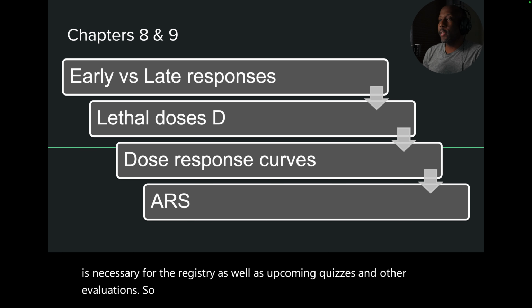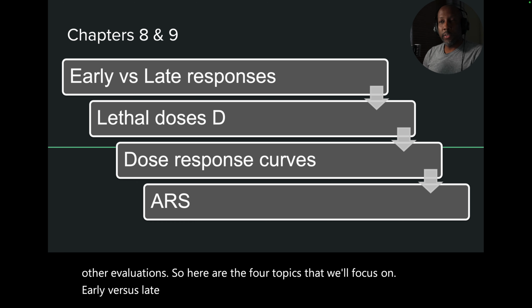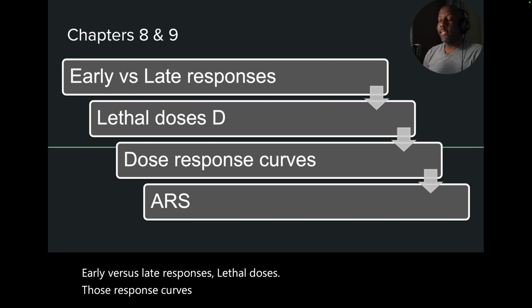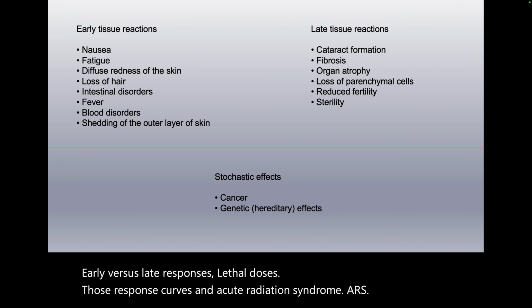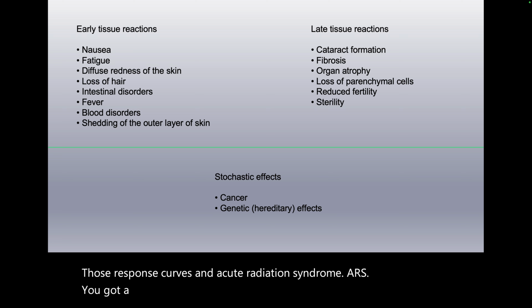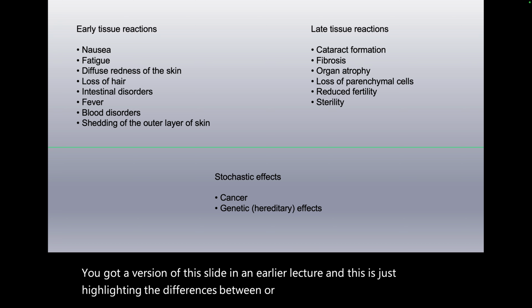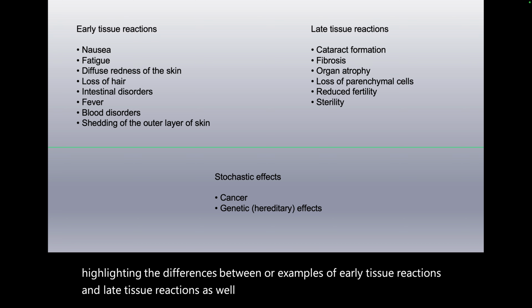So here are the four topics that we'll focus on: early versus late responses, lethal doses, dose response curves, and acute radiation syndrome, ARS. You got a version of this slide in an earlier lecture, and this is just highlighting the differences between, or examples of, early tissue reactions and late tissue reactions, as well as stochastic effects.